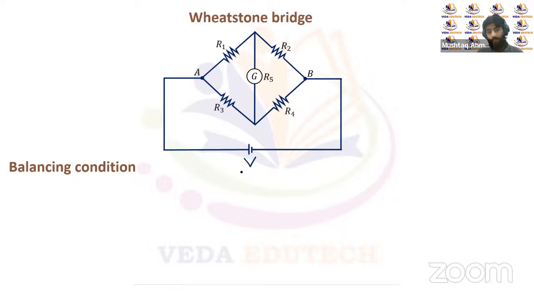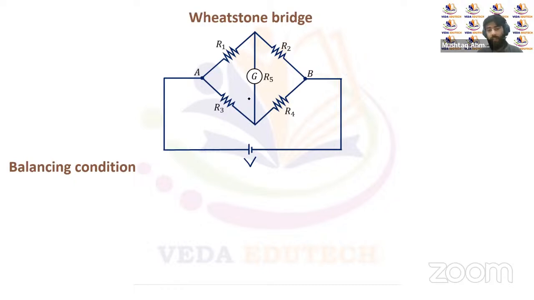Across two opposite ends, or one of the diagonals of the quadrilateral, we have connected a battery of voltage V, and across the other diagonal of this quadrilateral, we have connected a resistor denoted here by R5. So what actually is the Wheatstone bridge? It's a quadrilateral type of system, and we know that in a quadrilateral we have two diagonals.